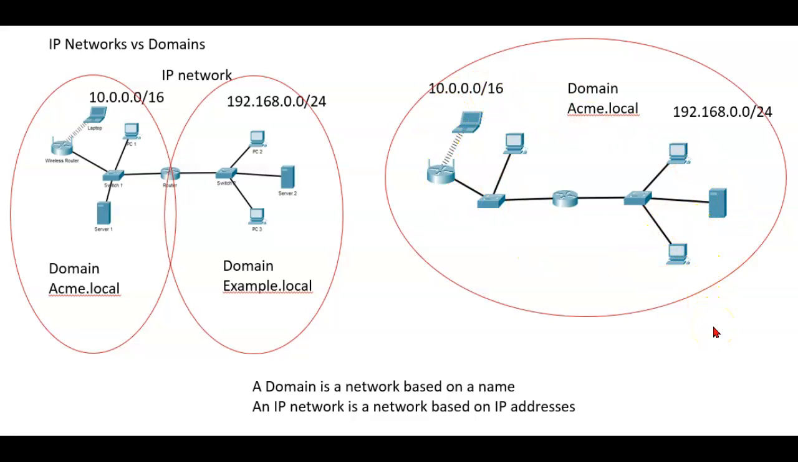So these are two completely separate ways of grouping networks. Domains are grouped by Active Directory domain controllers, and IP networks are separated by routers. And the two may group each other completely differently or along the same lines.